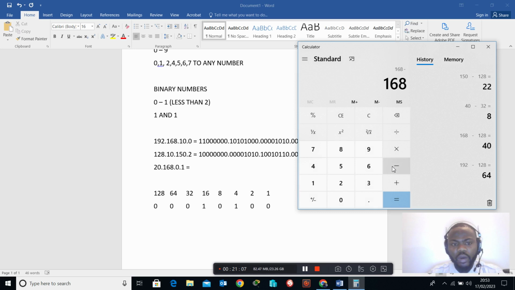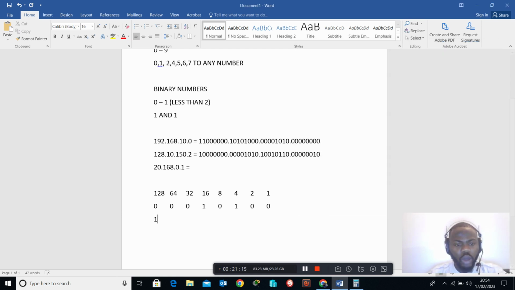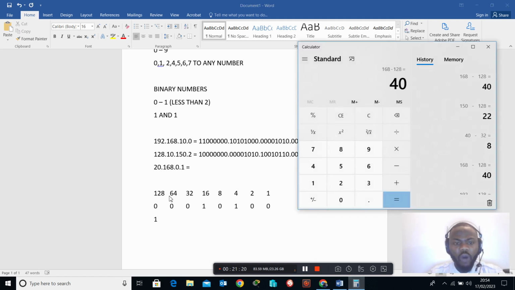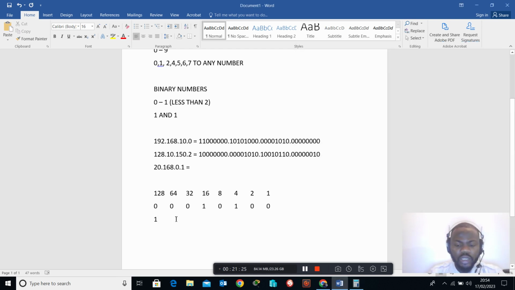168 minus 128. We are left with 40. So first of all, this is 1, and we are left with 40. And then 64 is bigger than 40, so we can't do anything there. This is going to be 0. And then from 40, we have 32. If we take 32 out of 40, we are going to be left with 8, so this is going to be on. And 16 is bigger than 8. And this is where our 8 is. This is going to be on, and then the rest are going to be 0.